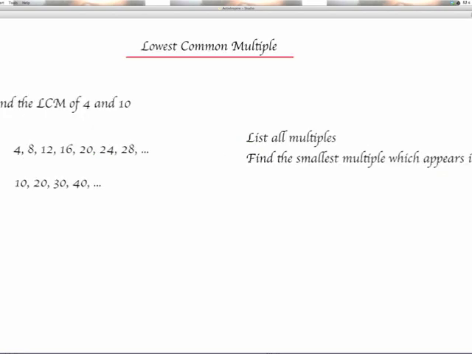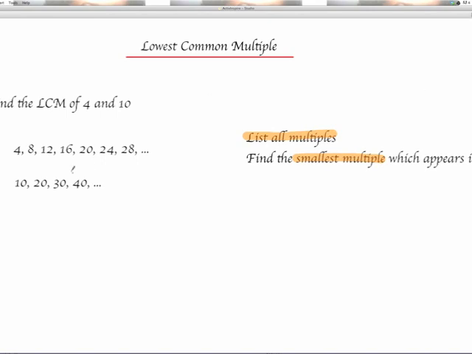Okay, we're going to have a look at the lowest common multiple. So if we're asked to find the lowest common multiple of 4 and 10, we first need to list all of the multiples. Okay, so that's the first thing. We're going to list all of the multiples and then find the smallest multiple which appears in both.